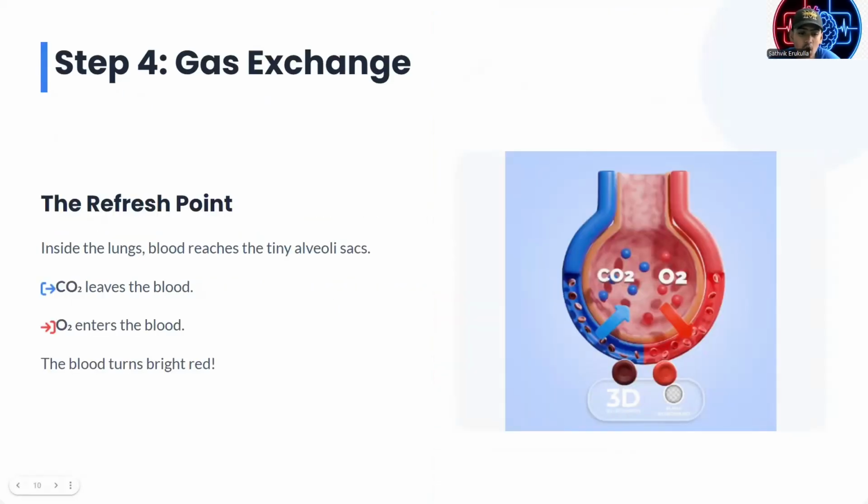So in the lungs, carbon dioxide is removed from the blood and oxygen is added. This is called the gas exchange. During the gas exchange, CO2 leaves the blood and oxygen enters the blood through the tiny alveolar sacs.